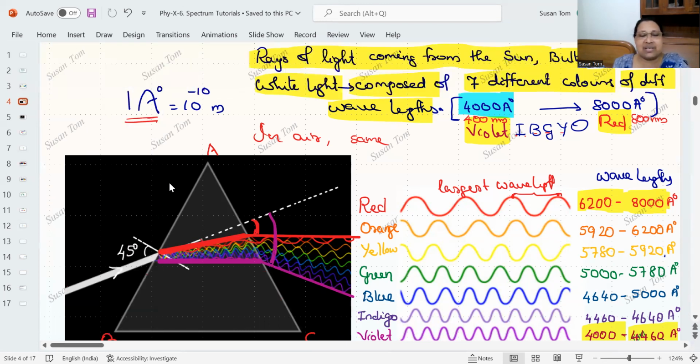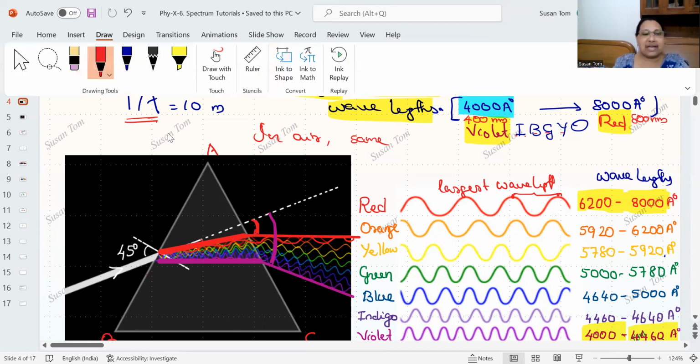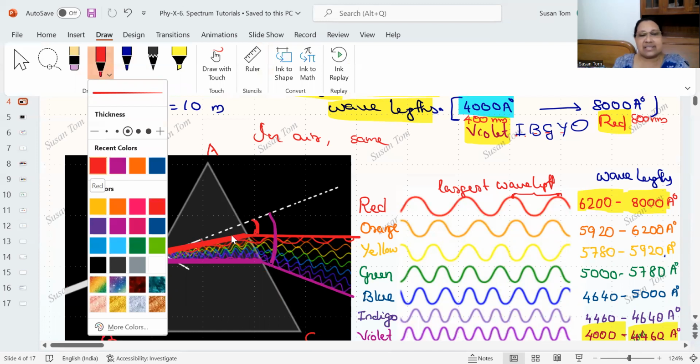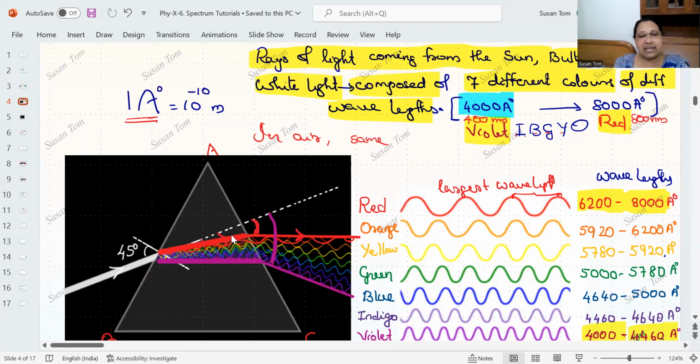Do you understand what deviation is? From the original path direction of the incident light, the direction in which the emergent ray goes, that is how much deviation we are discussing here. They are to be marked with arrows. Now, in the form of waves, they will be coming out. Since the refractive index mu of violet is greater than the refractive index of red, the bending produced by violet is more. So violet color deviates more.